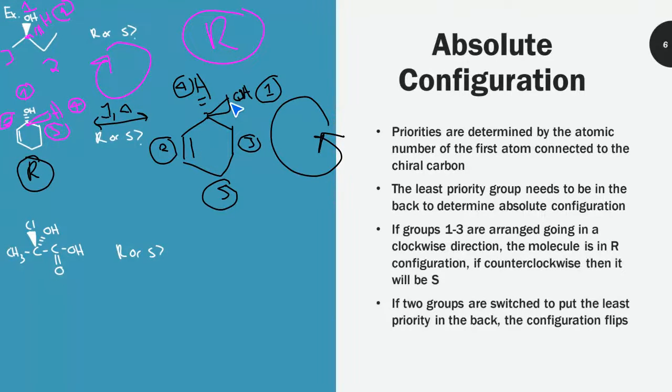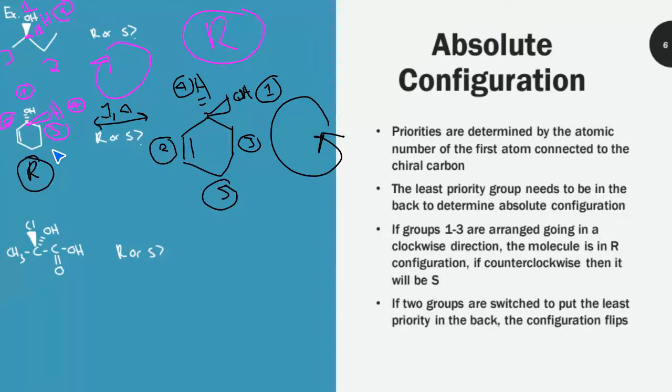Okay, so when I put it in the back, I was like, why is he flipping the groups? I was trying to think, what is he doing? Okay, that makes a lot of sense. Yes. So we switched the two groups, then the least priority group is in the back. Now I can tell what this one is. But when I tell what this one is, it's actually the opposite of the original because I switched the two groups. And if the least priority group is already in the back, then you don't have to flip it.